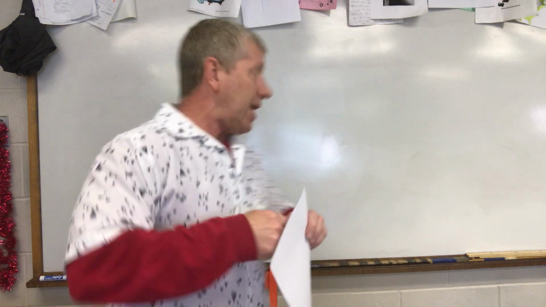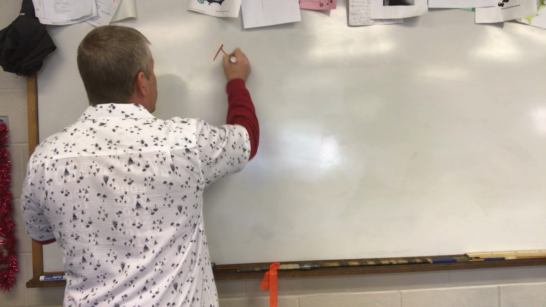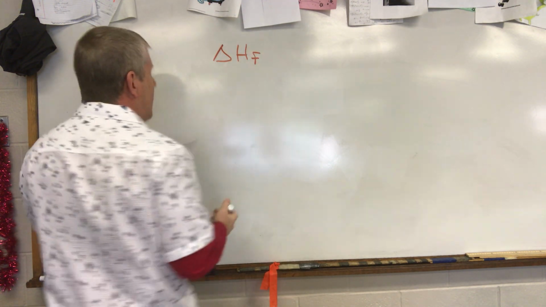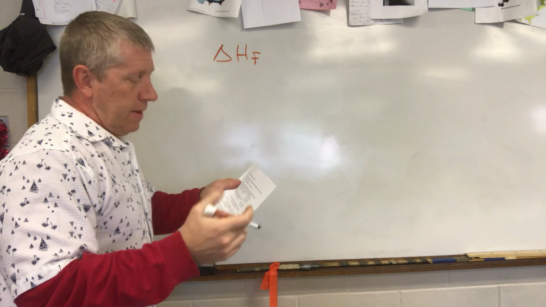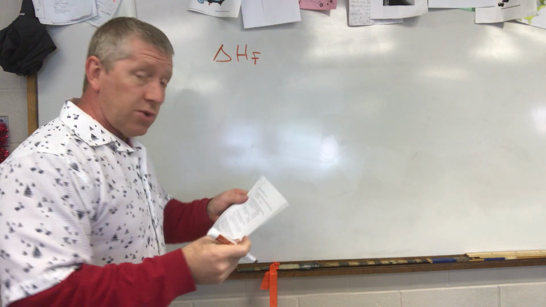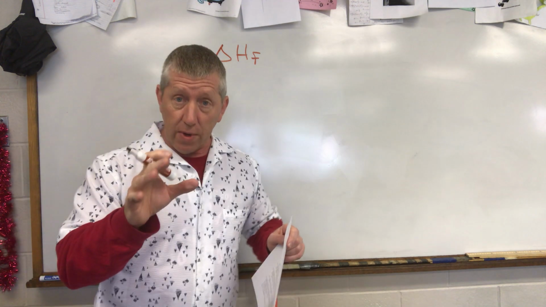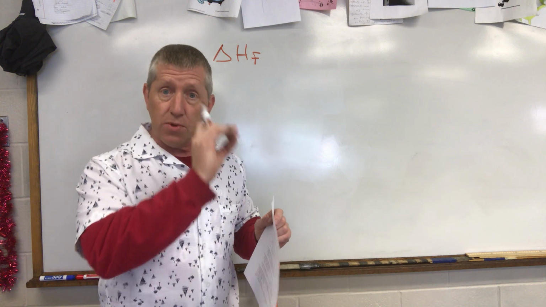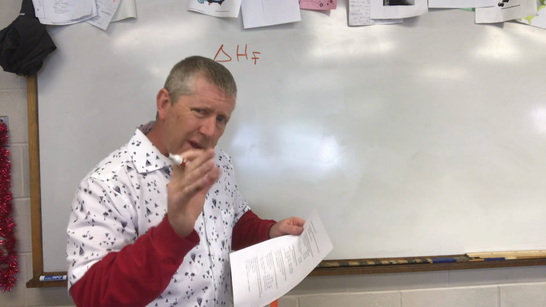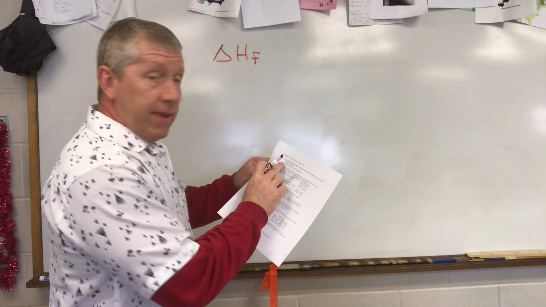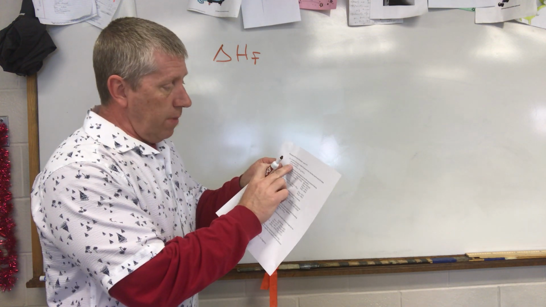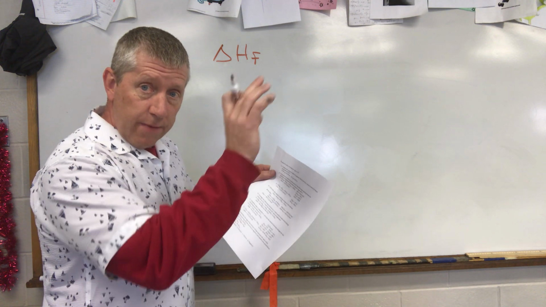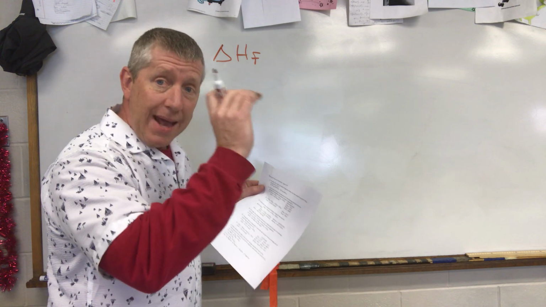Problem number 1 says, predict the value of the delta HF, greater than, less than, or equal to 0, for these elements at 25 degrees Celsius. Now remember, 25 degrees is a standard temperature, standard conditions. So we're going to make a prediction now for the elements bromine and iodine at 25 degrees. What will their H values be?